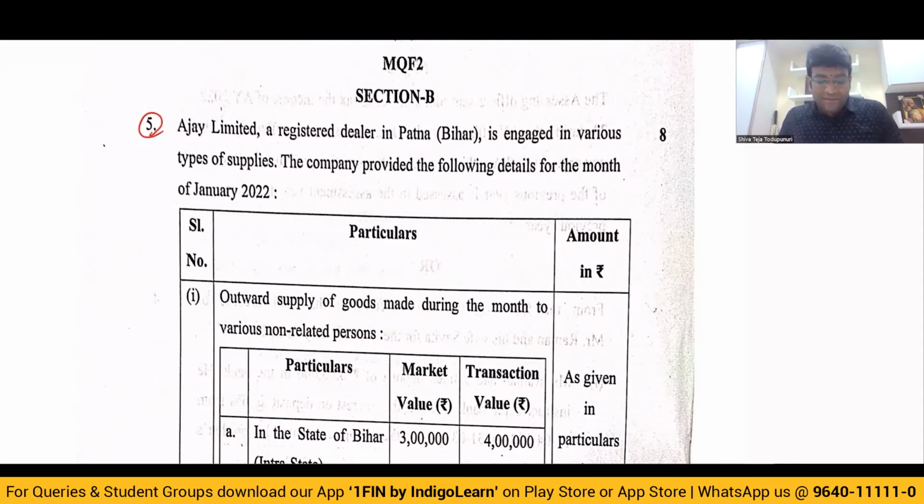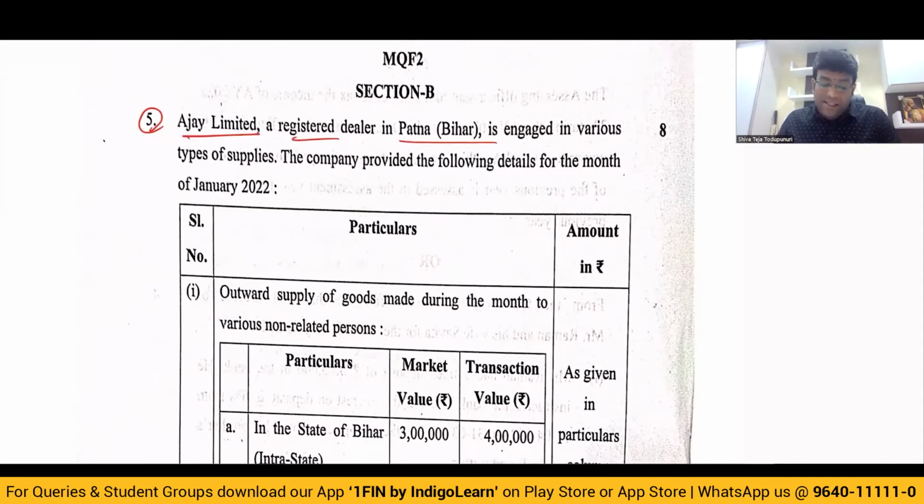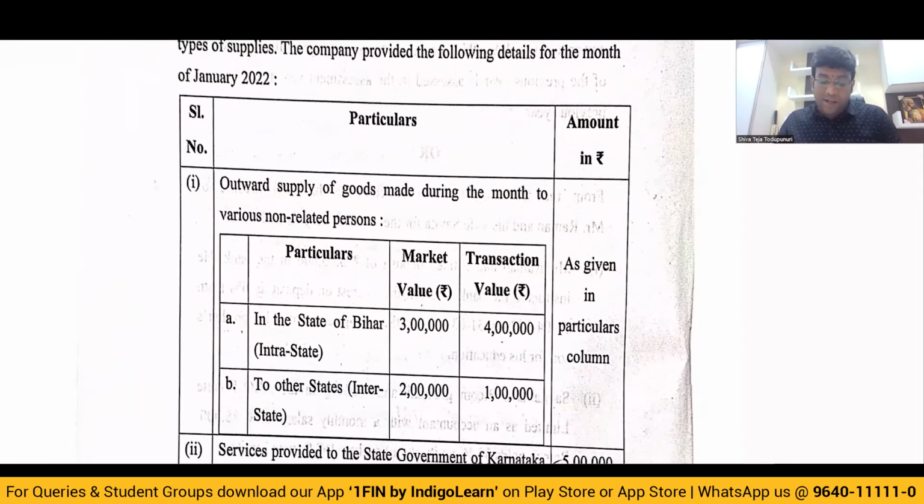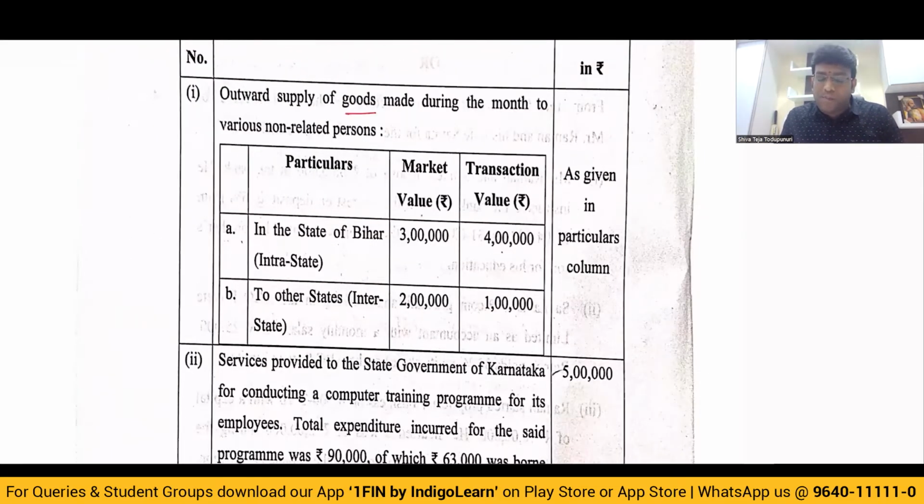See that. Ajay Limited, a registered dealer in Patna, Bihar, is engaged in various types of supplies. Outward supply of goods made during the month to various non-related persons in the state of Bihar. If it's in the state of Bihar, what is it, my dear friends? Intra-state supply. They have given market value 3 lakh, transaction value 4 lakh. We are never concerned with market value. We are concerned with transaction value. On this transaction value we will charge CGST and SGST, obviously because it's an intrastate supply.